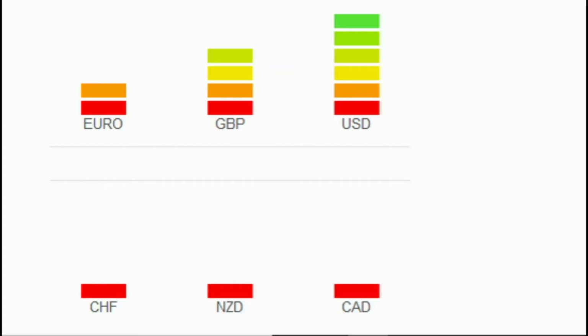I'm glad you asked. Look right here. This is what you would call a currency strength meter. As you see in the diagram, USD has more colorful bars on top of it than the euro. So this diagram would be telling you that the USD is currently stronger than the euro.